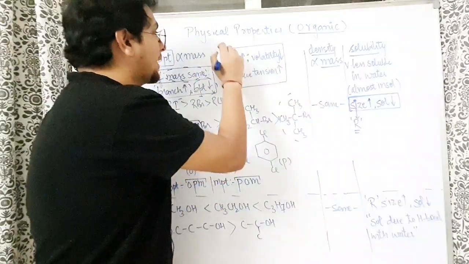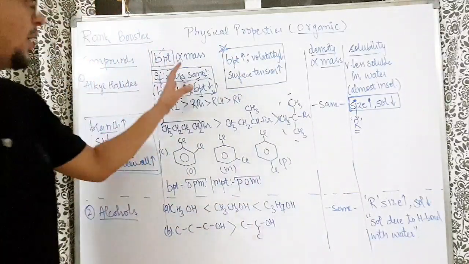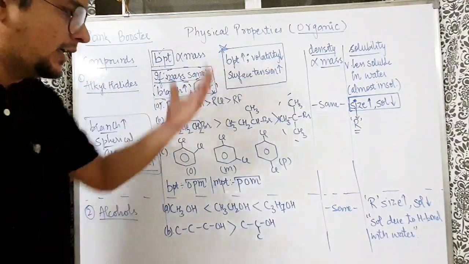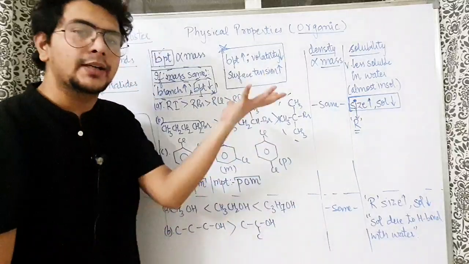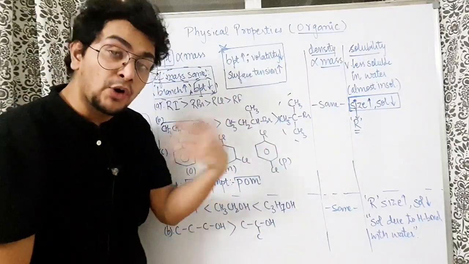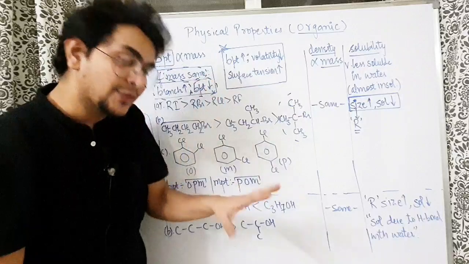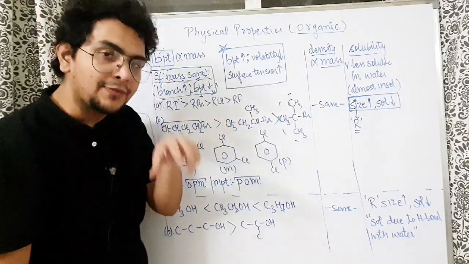Going ahead. What about the boiling point? Boiling point has a relation with volatility also. Volatility means how easy it is to evaporate. More volatile means easy to evaporate. Less volatile means less easy, or tough, to evaporate.